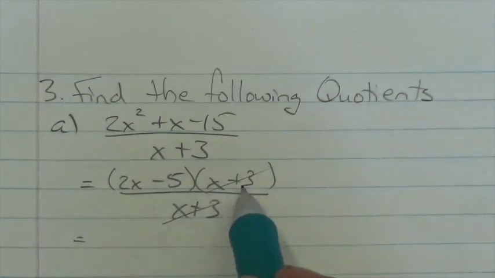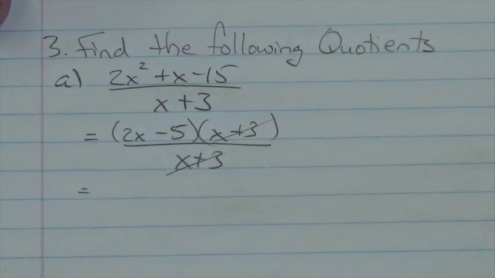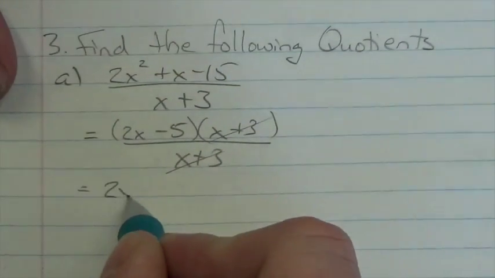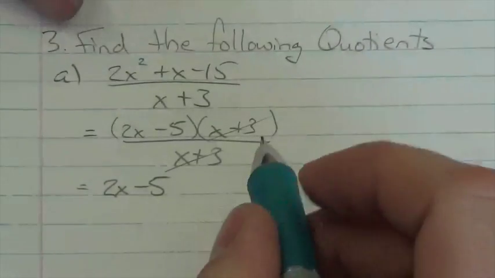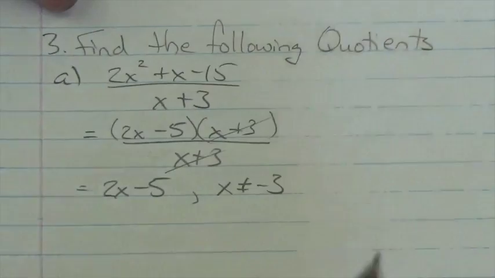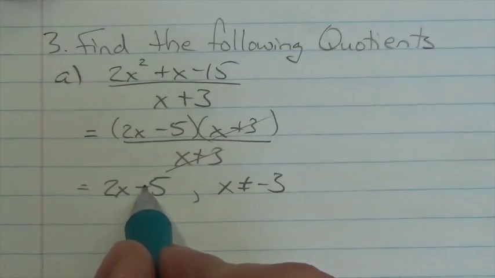Now bear in mind that x plus 3 divided by x plus 3 is going to be 1. When I say cancel here, I don't mean they become 0, they become 1. And then the result here is 2x minus 5. Now, normally in a situation like this, I would include the fact that x cannot equal negative 3. However, that's almost implied in a question like this simply because we're asking you to do the division.